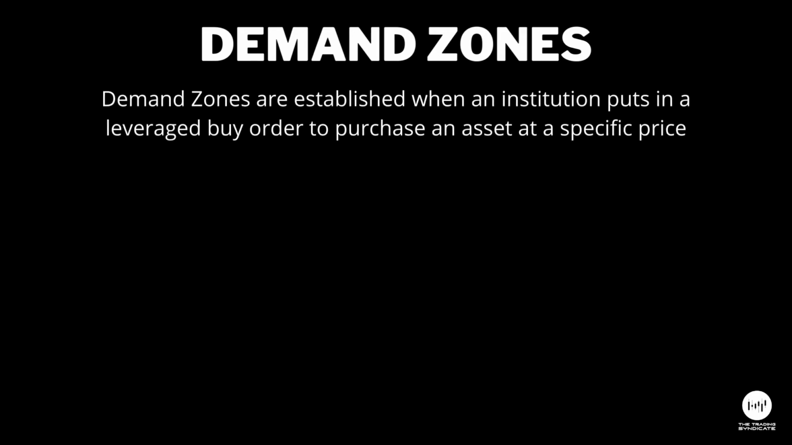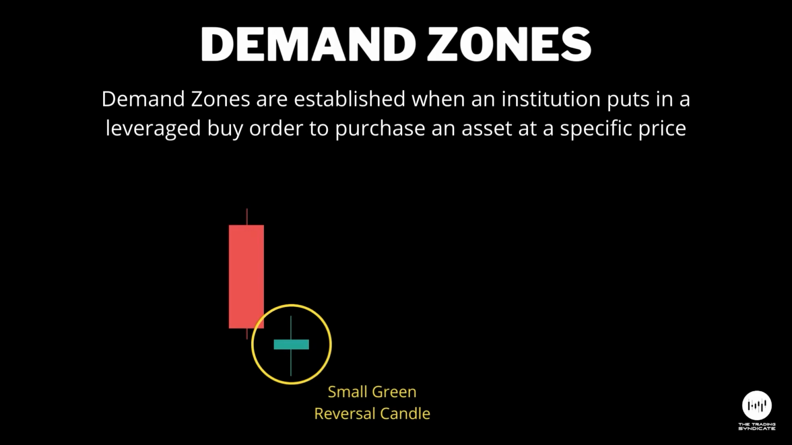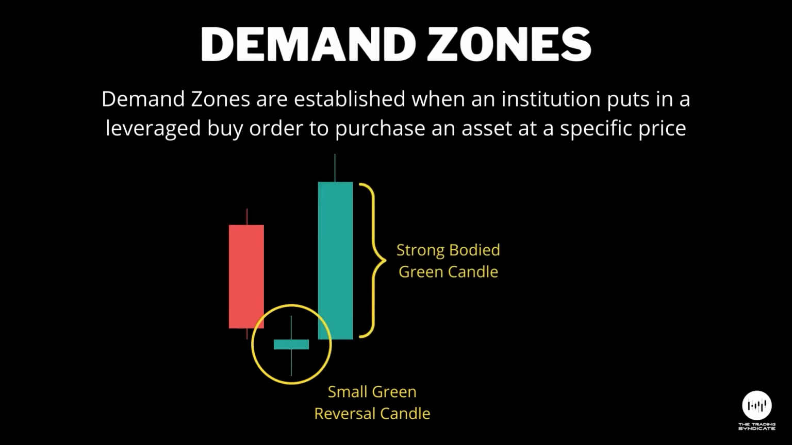As we mentioned in the previous video, a demand zone is where an institution puts in a leveraged buy order, where they are setting multiple limit orders to purchase an asset at a specific price. Now, how we can identify a demand zone on a chart is by looking for a small green reversal candle that is followed by a strong bodied green candlestick.